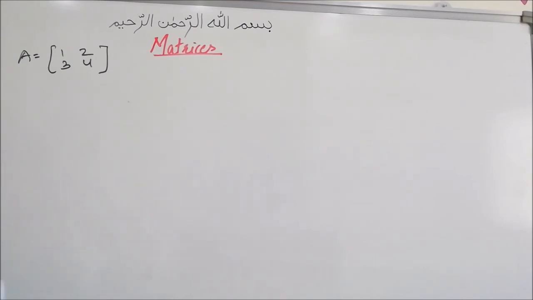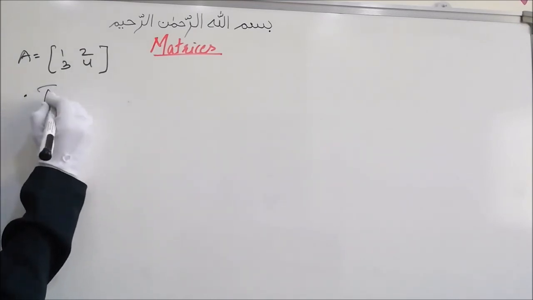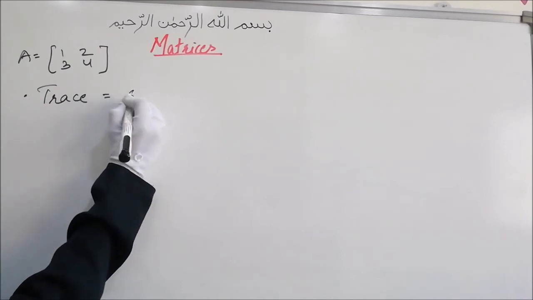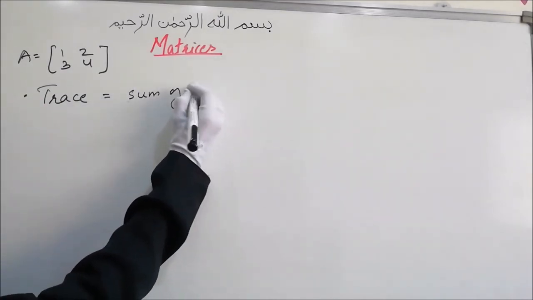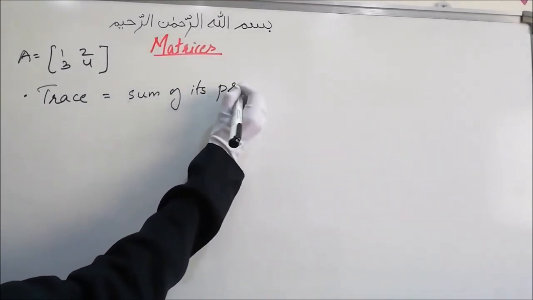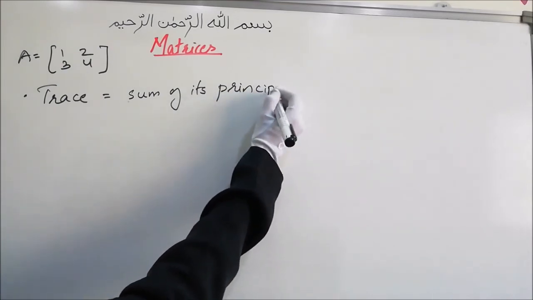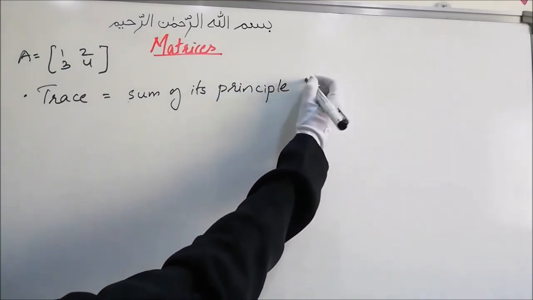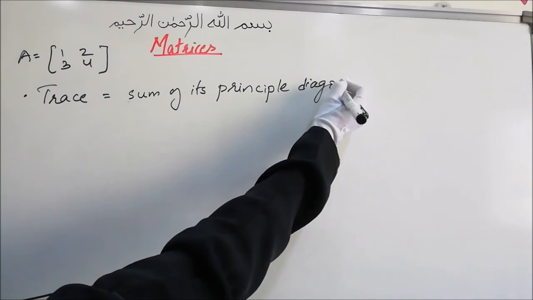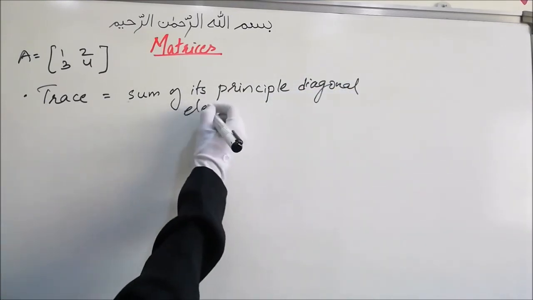So now the trace of a square matrix. The trace of a square matrix is the sum of its principal diagonal elements.